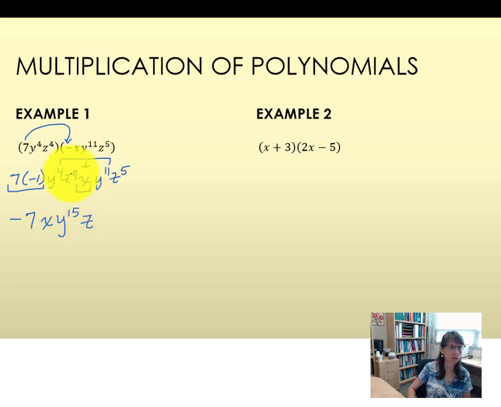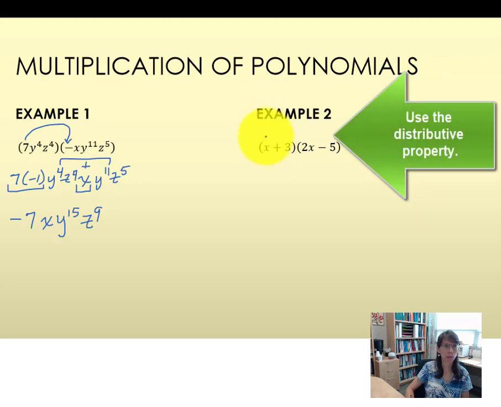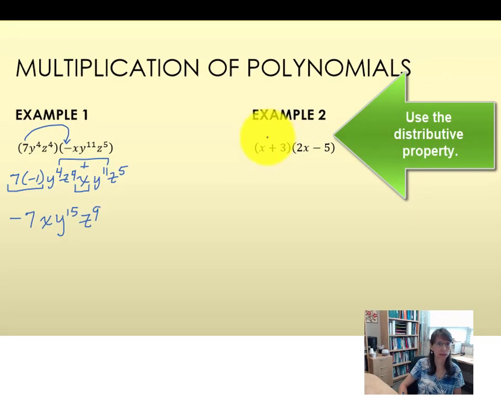Last, I have base of z. 4 and 5 make 9. I have each base written one time, and each base is written with a positive exponent, so that problem is complete. And now in example 2, you can see we have plus and minus involved in each of these quantities. So I will use the distributive property to find the final product.